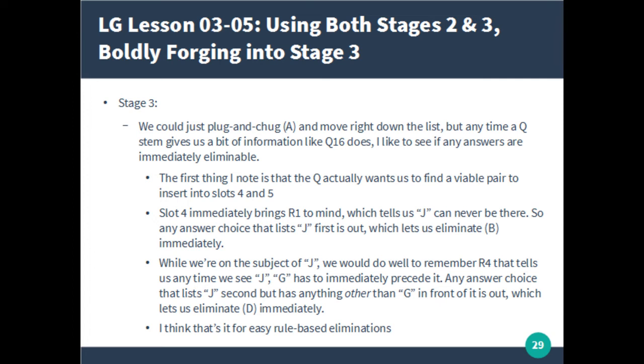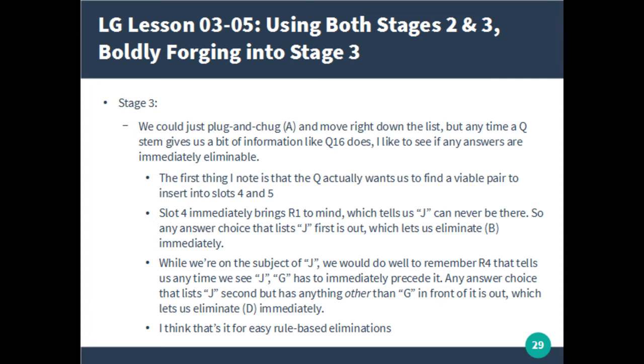So beginning Stage 3, we could just plug and chug A and move right down the list. That works too. But this is an adjustment that I would suggest you make. Anytime a question stem gives us a bit of information, much like question 16 does, I like to see if any of the answer choices are immediately eliminable. Spell check is telling me that eliminable is not a word. Google tells me otherwise, but I use it here in the pretty obvious sense of eliminatable, so answers that you can eliminate.